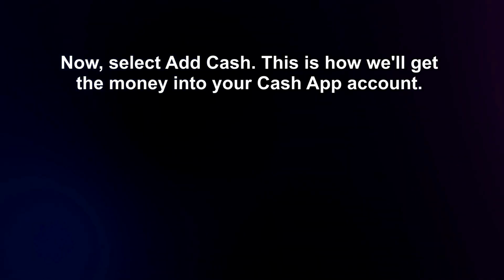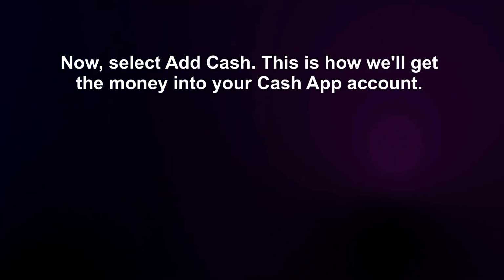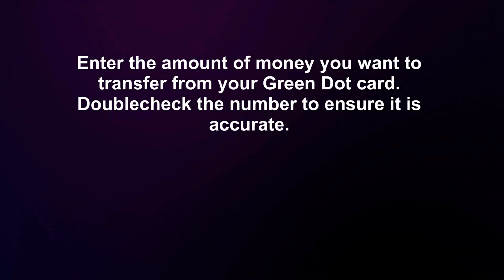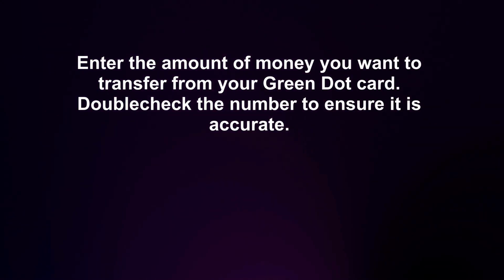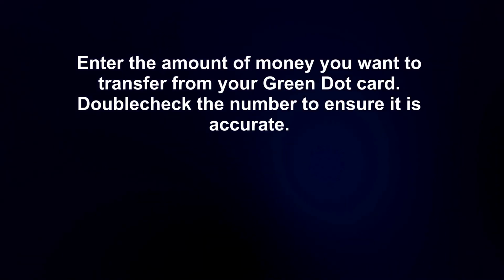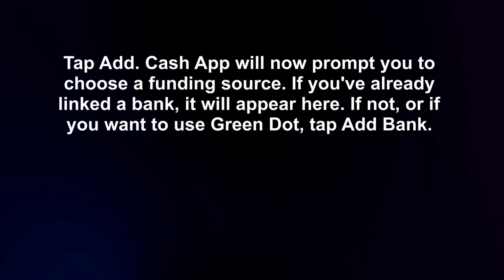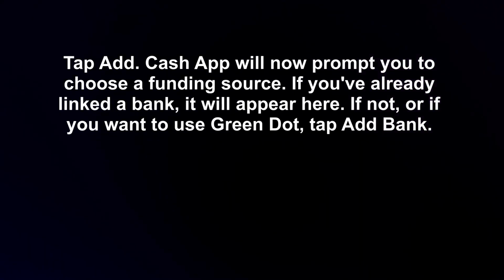Now, select Add Cash. This is how we'll get the money into your Cash App account. Enter the amount of money you want to transfer from your Greendot card. Double-check the number to ensure it is accurate. Tap Add. Cash App will now prompt you to choose a funding source.